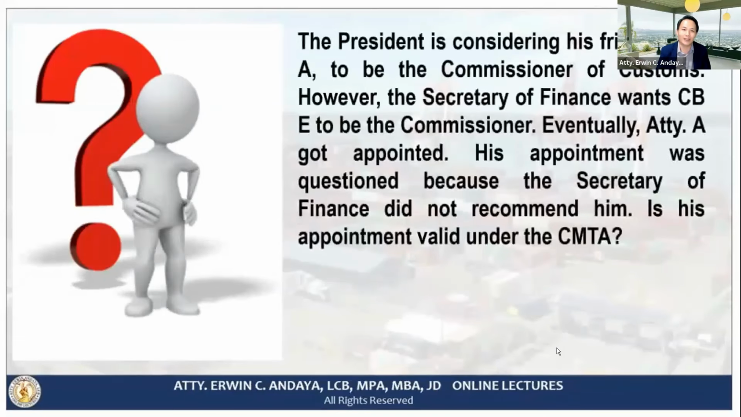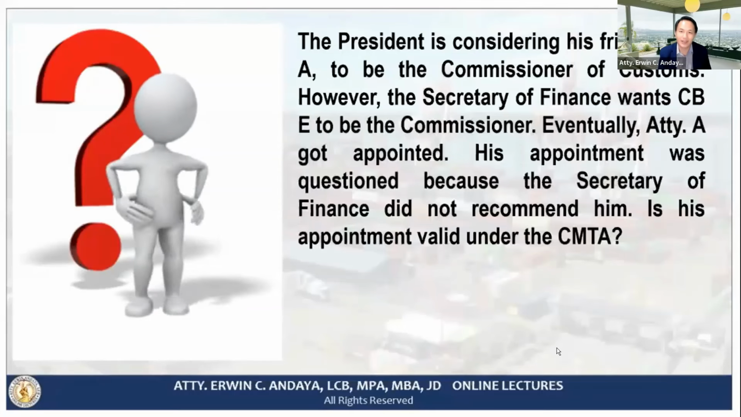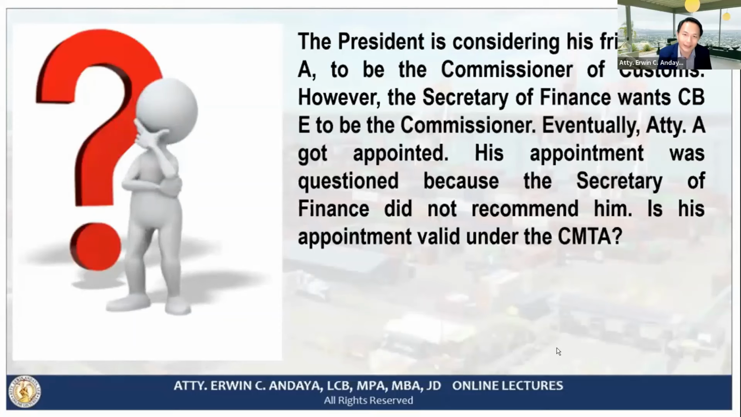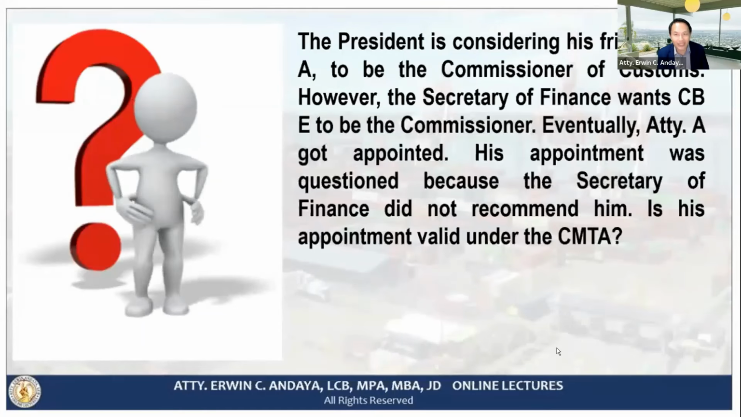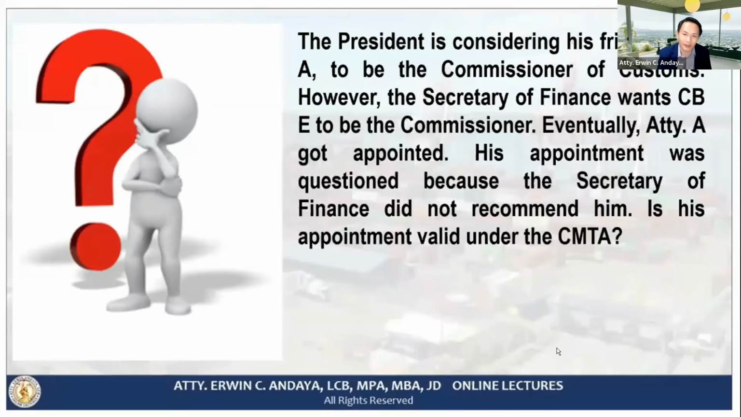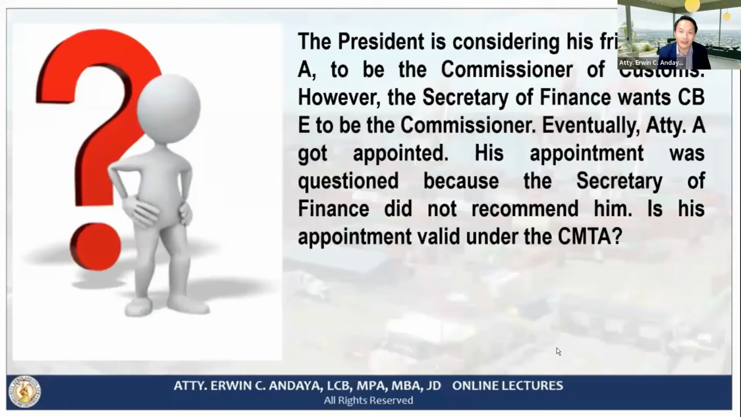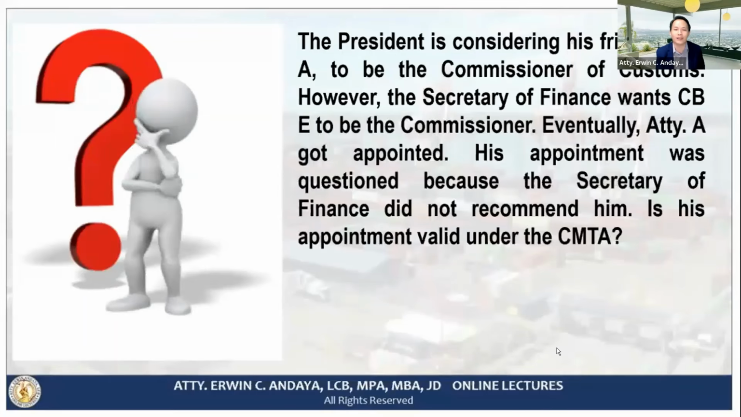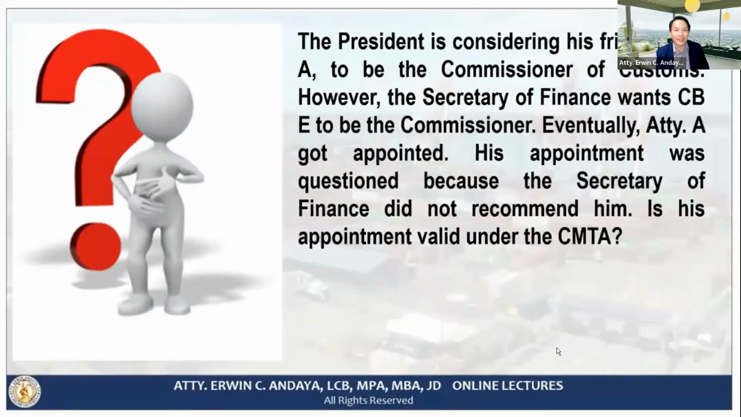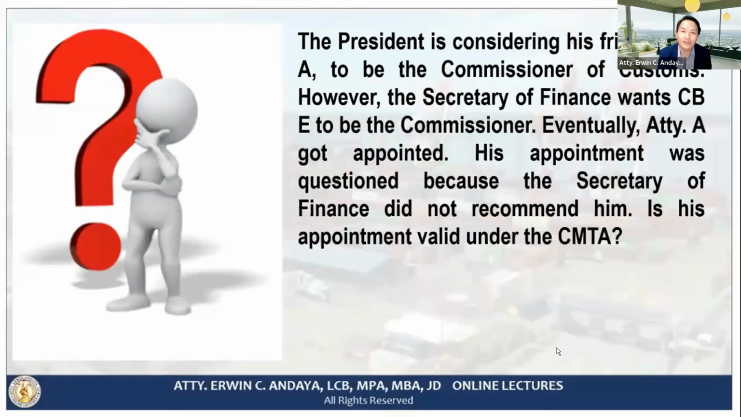Okay, there's a question here. The President is considering his friend, Attorney A, to be the Commissioner of Customs. However, the Secretary of Finance wants Customs Broker E to be the Commissioner. Eventually, Attorney A got appointed. His appointment, however, was questioned because the Secretary of Finance did not recommend him. Question: is the appointment of Attorney A valid under the CMTA? Yes or no? And why?